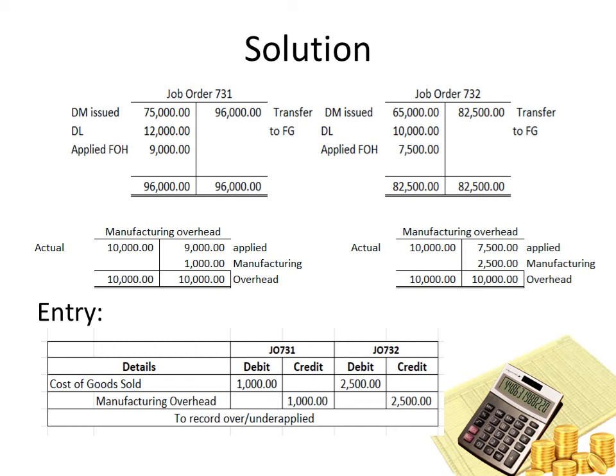So our manufacturing overhead, we would now compare the actual, which is 10,000, and then the applied, which is 9,000. So there is an under-application of overhead by 1,000, which we would later close to our cost of goods sold. Okay? So for job order 731, it's 1,000. For job order 732, it's 2,500. So we debit cost of goods sold 1,000 for job order 731, 2,500 for job order 732. Manufacturing overhead 1,000 for 731 and 2,500 for 732. So this is to record our over and under applied overhead that we would later close to our cost of goods sold.